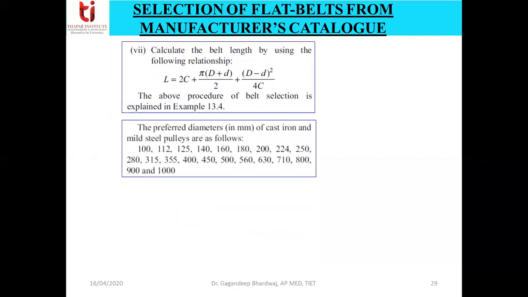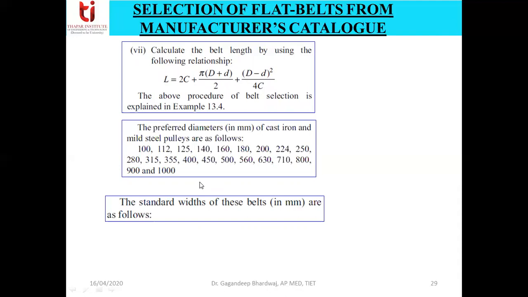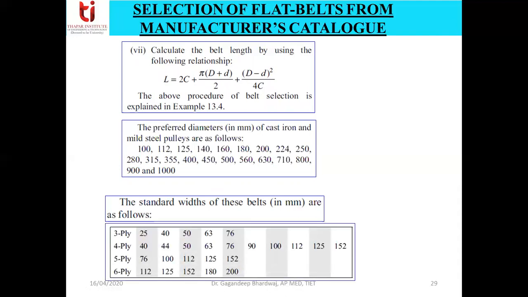So these are the preferred pulley diameters of cast iron and mild steel pulleys. That is, suppose the diameter value is coming to 130, so we will take it as close to 125 or 140. We will take the nearest value from these preferred diameters of cast iron and mild steel pulleys. The standard widths of these pulleys are, if 3 plies are used, these are the standard widths. If 4 ply, 5 ply, 6 ply, these are the widths which are available in the manufacturer's catalog.